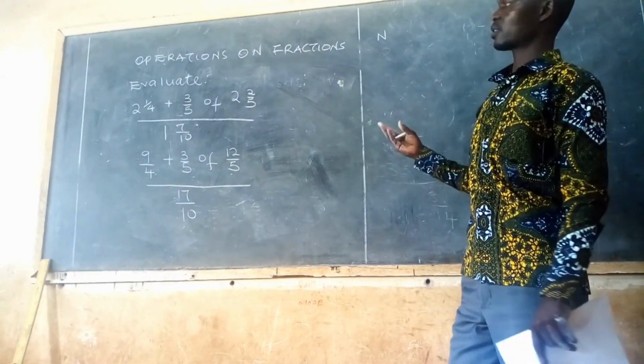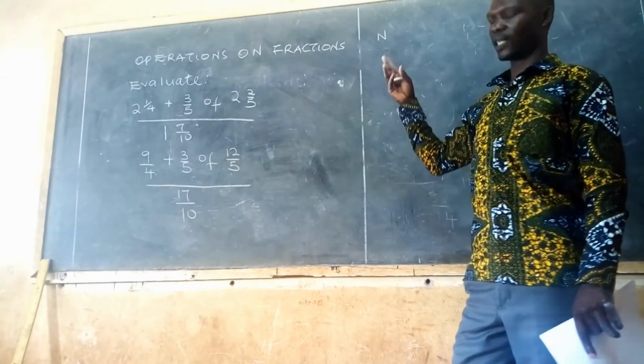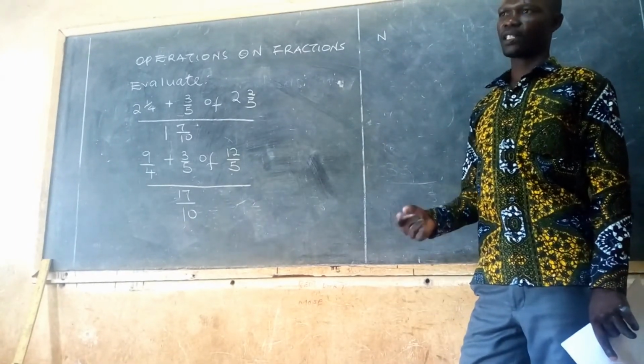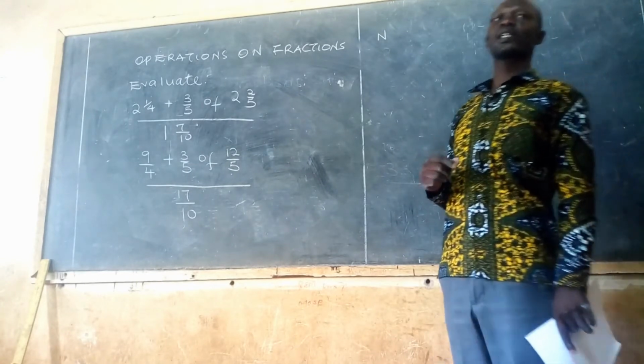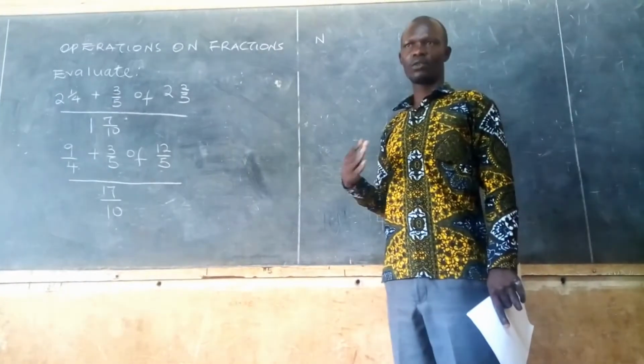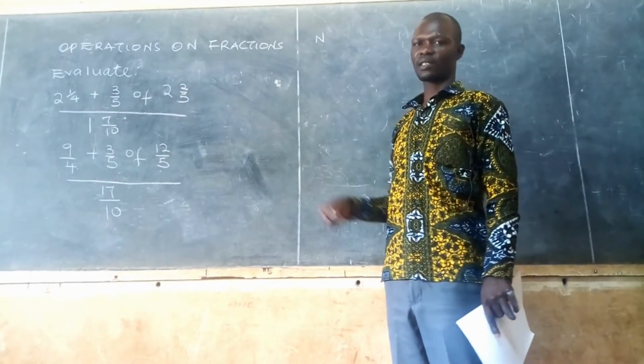Do not make the mistake of trying to cancel up and down. That is what has made many students miss it. It's always advisable to work the numerator separately, the denominator separately, and then finally combine. If you do not do that, you are likely to make a mistake.